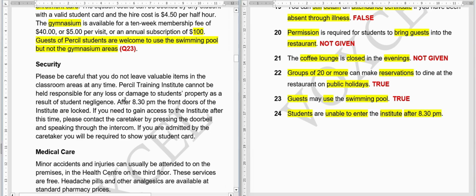After 8:30 p.m. the front doors of the institute are locked. If you need to gain access to the institute after this time, please contact the caretaker by pressing the doorbell and speaking through the intercom. If you are admitted by the caretaker, you will be required to show your student card. Okay. So this is our location.